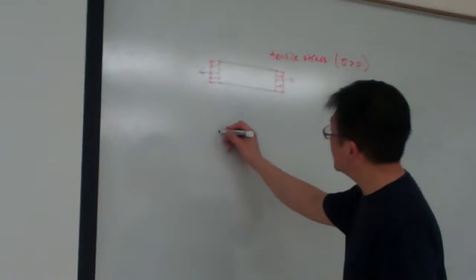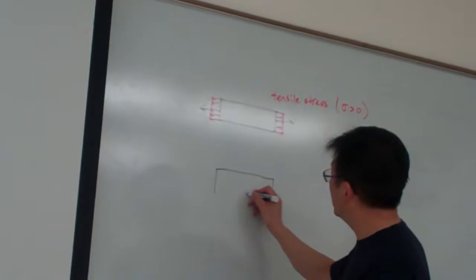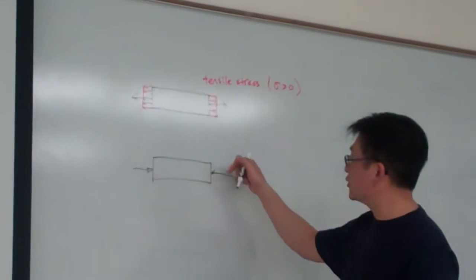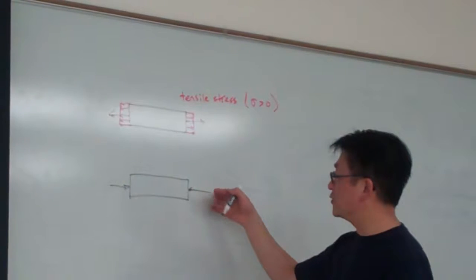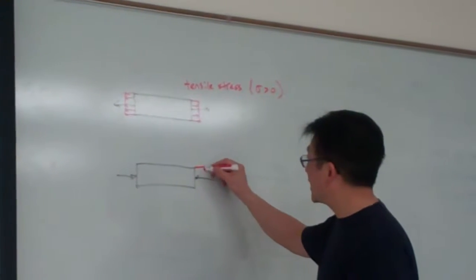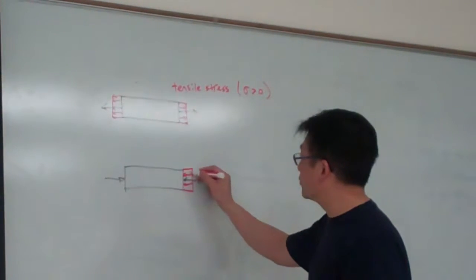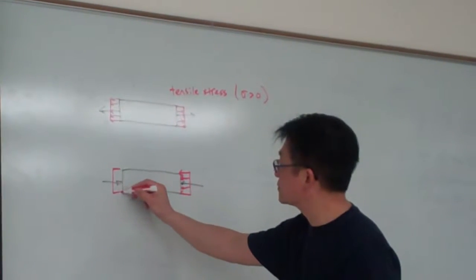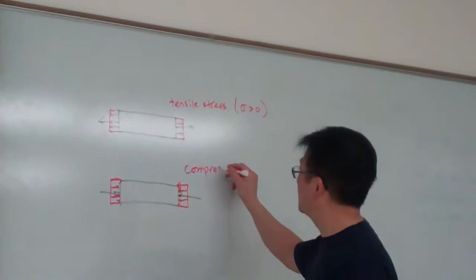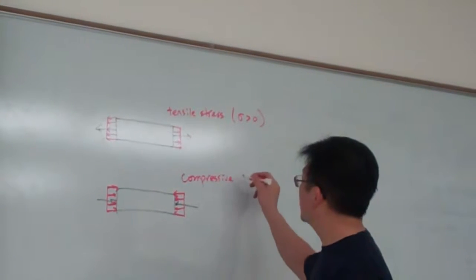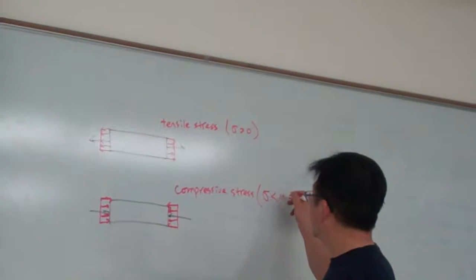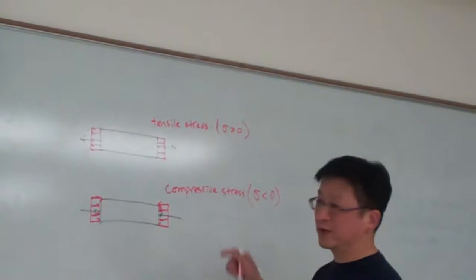And compared to the tensile loading, we have the compressive loading. Again, this loading is normal to the cross section, and it is trying to compress the material. So for this case, that will induce the compressive stress. And in our sign convention, we use negative for compressive stress.